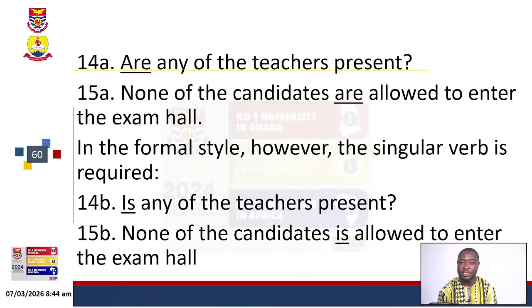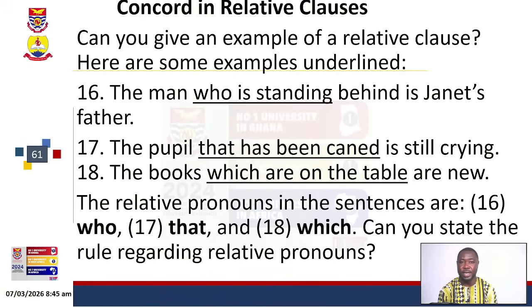Is any of the teachers present? None of the candidates is allowed to enter the exam hall. Remember that these are conventions. The rules stated are rules to be obeyed. Now, how do relative clauses also behave in terms of concord? Can you give us some examples of a relative clause?